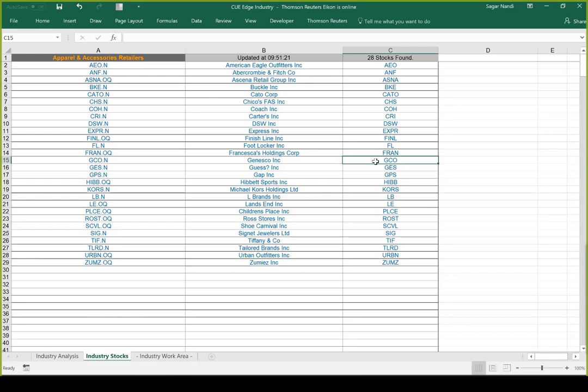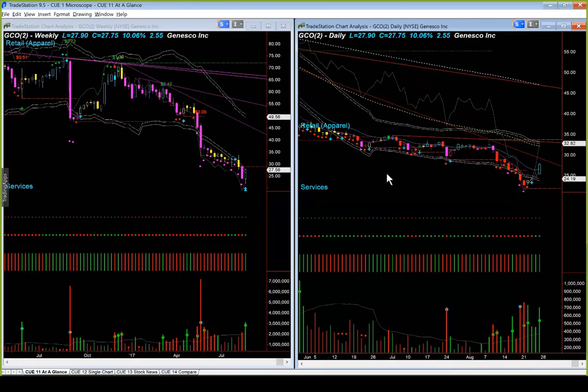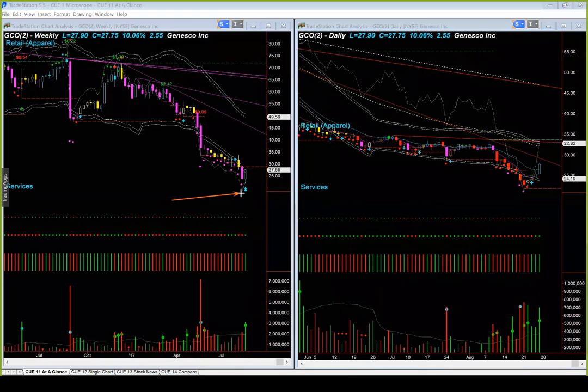Let's look at GCO through Q charts. Here we are looking at GCO through the weekly backdrop chart on the left-hand side, and the daily hop on chart on the right-hand side. Interestingly, I see that there is a bullish headwind sign in the weekly chart. That may signal a possible reversal.